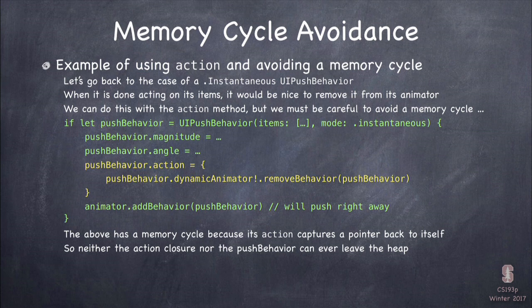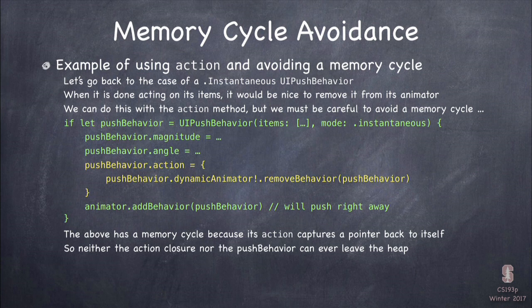it's going to push those items, and then the animator is going to continue to have a strong pointer to it. And so it's wasted memory. The push behavior is just sitting there, unused. It was instantaneous. It already pushed. It has nothing to do. So a lot of times what we'll do is use that action thing to have a little closure that removes the push behavior from the animator. Since we know action gets called right after it instantaneously pushed, it's a perfect time to remove it.